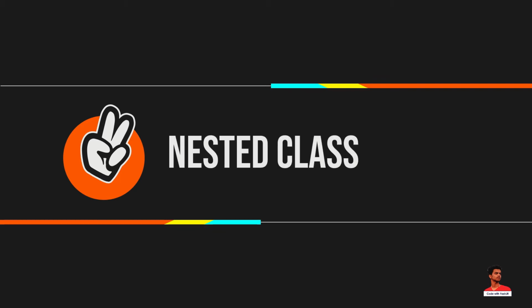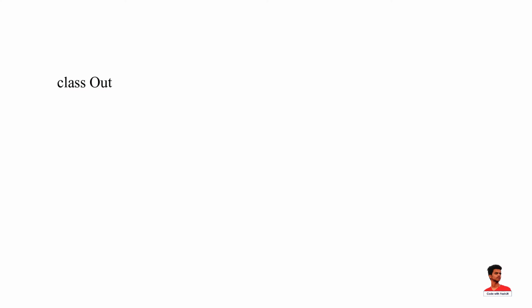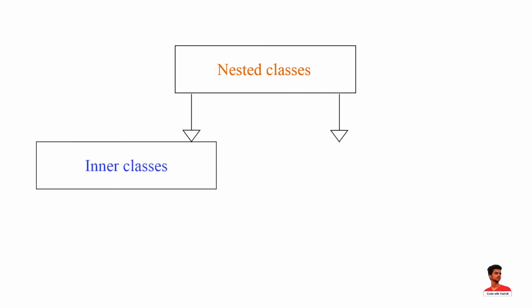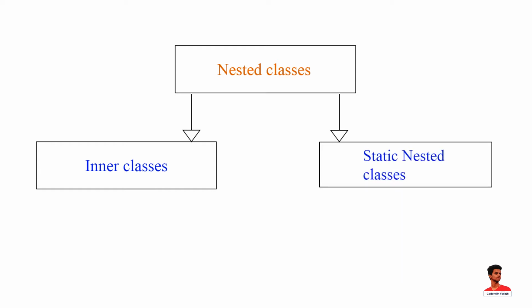In Java, you can define a class within another class. Such a class is known as a nested class. For example, there are two types of nested classes you can create in Java: non-static nested class, also known as inner class, and static nested class.